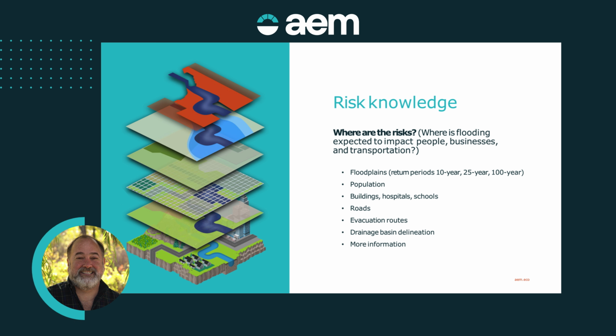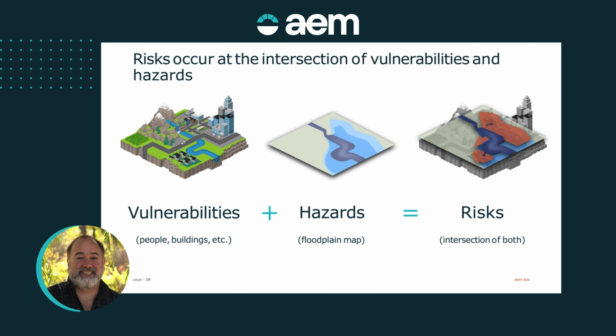But there's a structure to it and a way that it is used that I want to explain in more detail. This is probably the most important concept to think about when we're doing this. Vulnerabilities are the things that are going to be impacted by the hazard you're trying to deal with. Vulnerabilities are things like people, buildings, hospitals, schools, roads, infrastructure, your water treatment plant. These are all things that could be negatively impacted by a hazard.